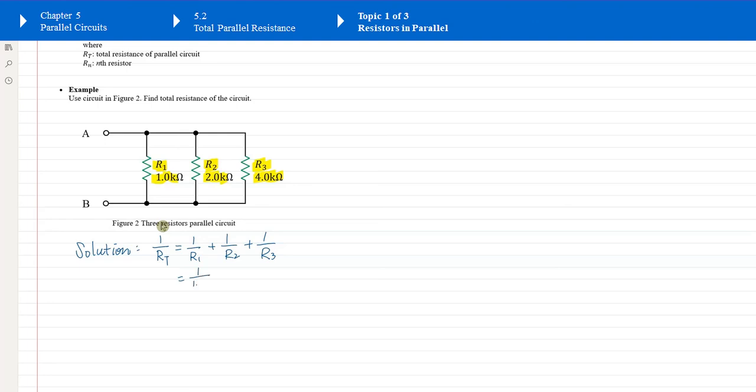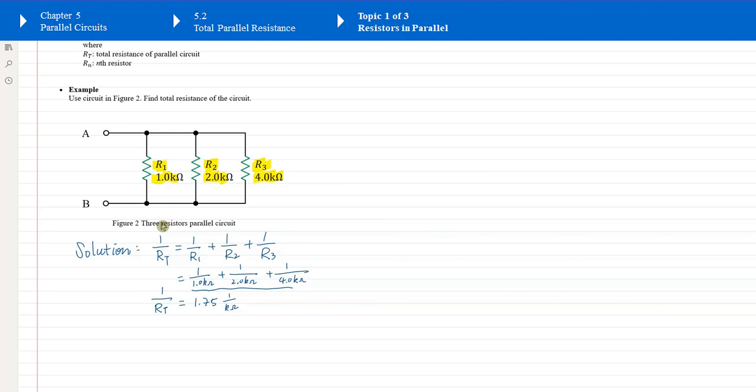R1 is 1.0 kilo ohm. R2 is 2.0 kilo ohm. And R3 equals 4.0 kilo ohm. Using a calculator, I got 1.75. Be careful of the unit. This is 1 over kilo ohm. The reason is I combined these numbers, but this number equals 1 over RT instead of RT.